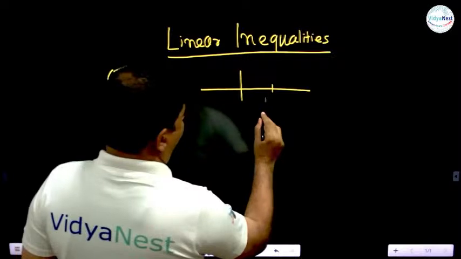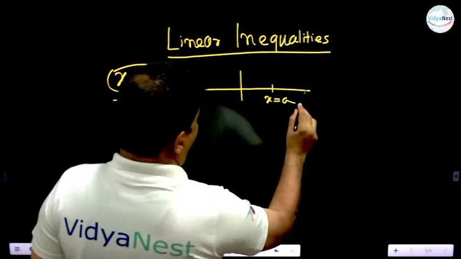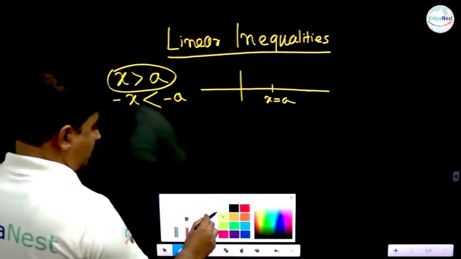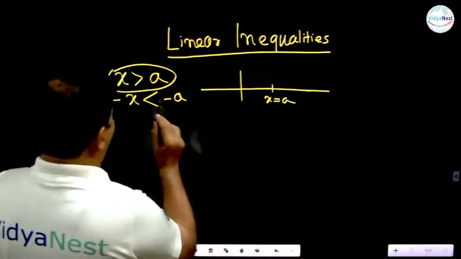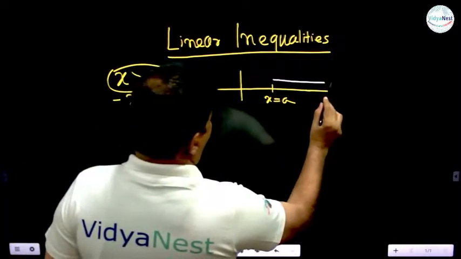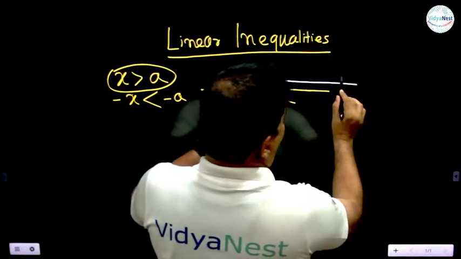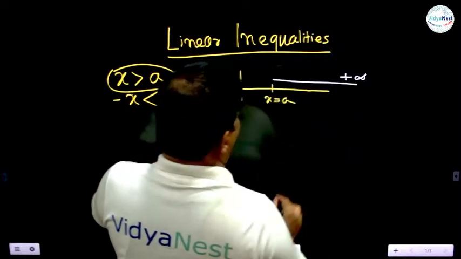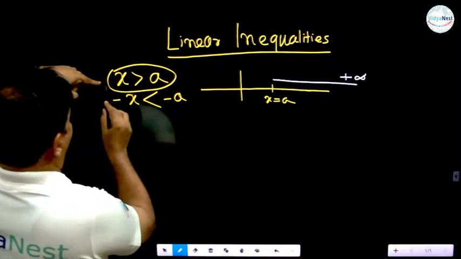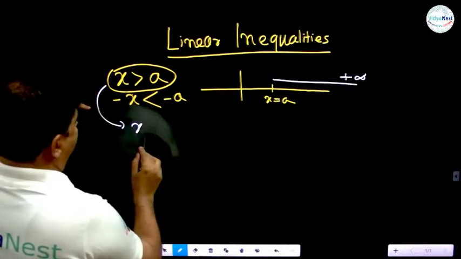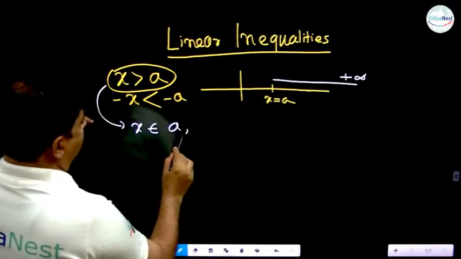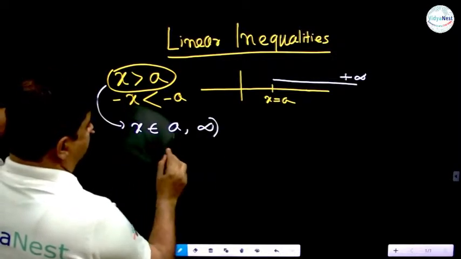Suppose there is a point x is equal to a. On the number line, which region actually depicts x greater than a? A to its right side, and there is no ending. It is called positive infinity. So x greater than a can be represented in this way: a to positive infinity.